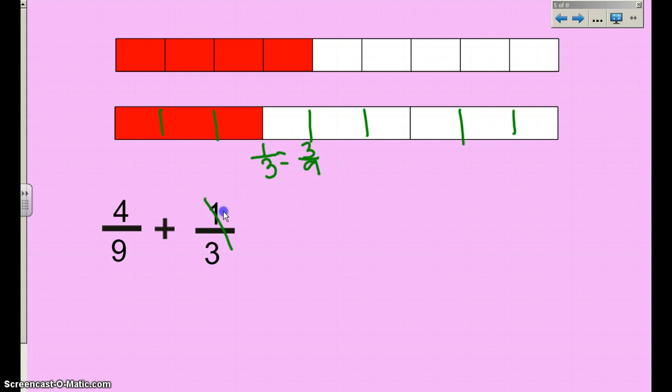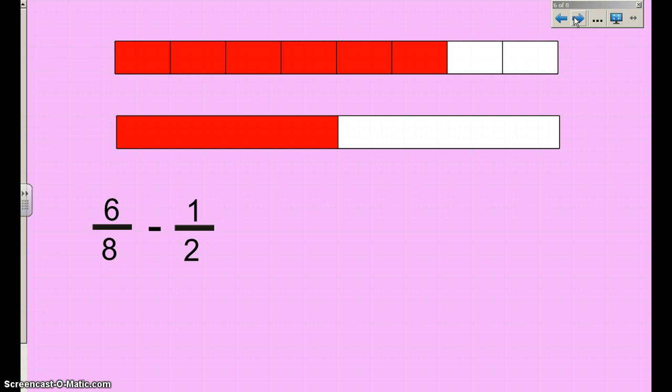So if I change this fraction to one that means the same, 3/9. Look at my denominators. What do you notice? Great, they're both the same. So now it's easy to add 4 plus 3, 7, and how many equal parts? 9. Our equal parts didn't change. So 4/9 plus 3/9 is 7/9. So remember, we have to always keep our denominators the same. Okay, now we're going to move to subtraction.